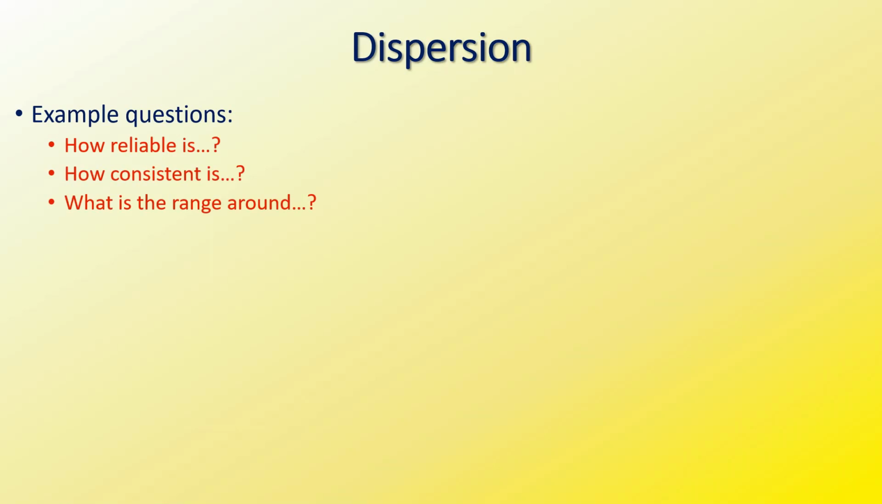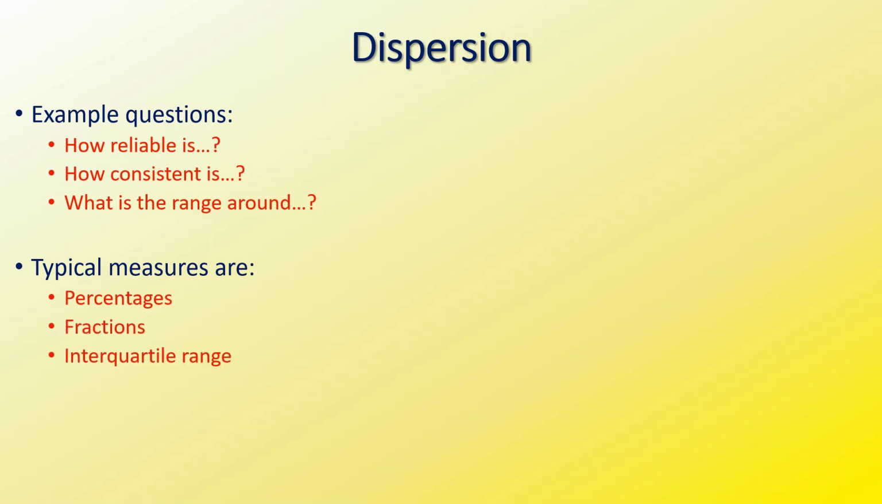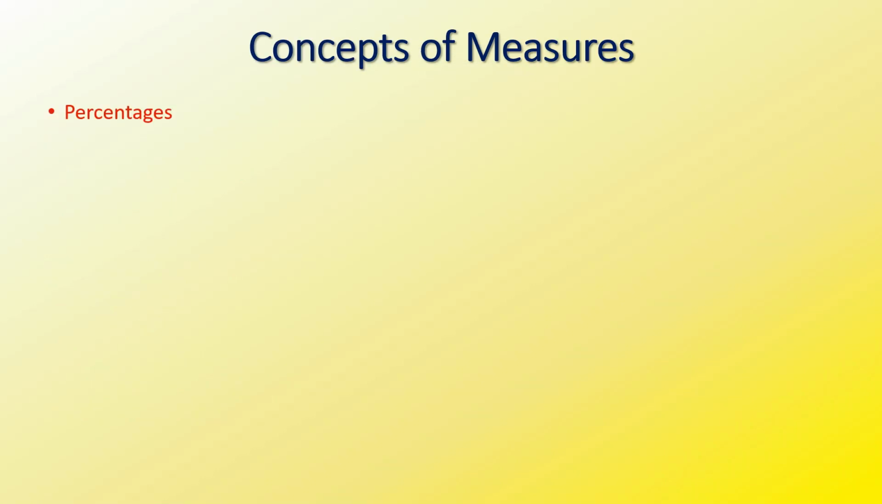If there is a very large dispersion around a measure of central tendency, then we have to accept that we might be getting a bit of a difference in the numbers if we repeatedly complete the same process. The typical measures for dispersion are percentages, fractions, interquartile range, and median absolute deviation, or probably the most commonly, standard deviation. Just have a look at some of those.